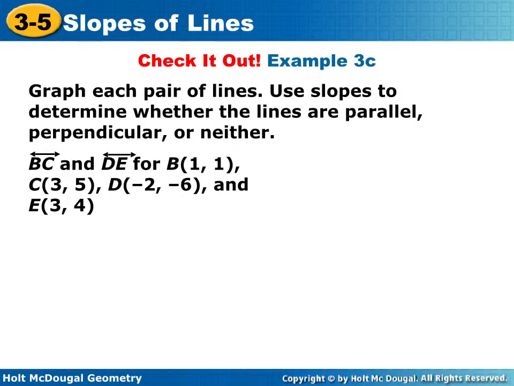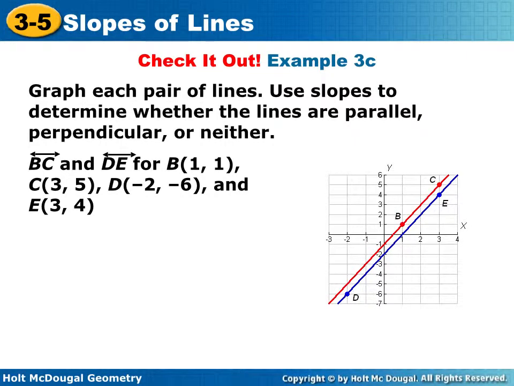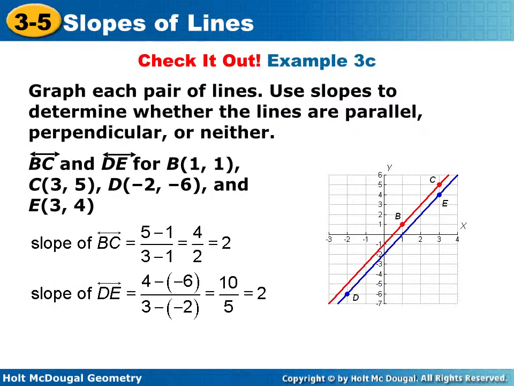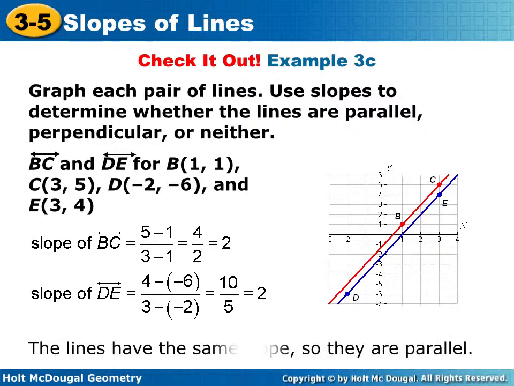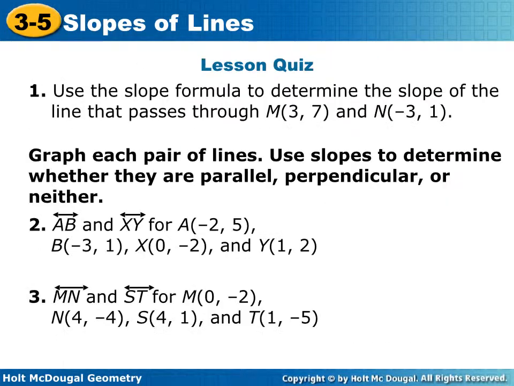All right, go ahead and pause the video, see what you get. All right, let's see what you got. There's the picture. Those look parallel. Slope of BC is 2. Slope of DE is 10 over 5, which is 2. They're the same. So therefore, the lines indeed are parallel.